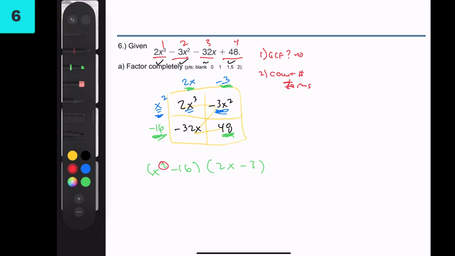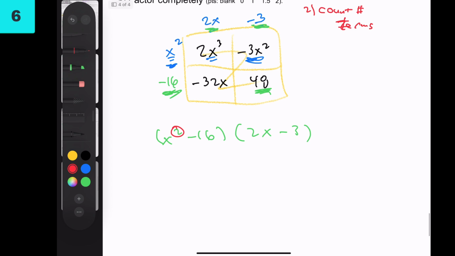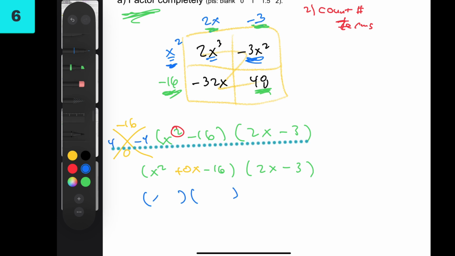And this should be a red flag that you should add something there. And in that one, remember, it says to factor completely, so you add the 0x, and your choice is going to be 4 and negative 4. So this will turn into x plus 4, x minus 4.